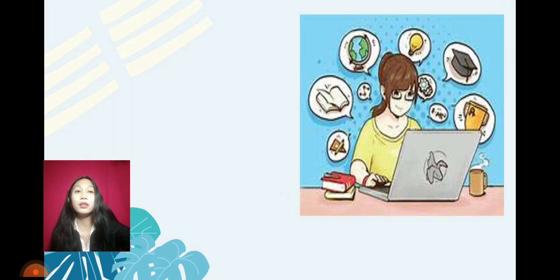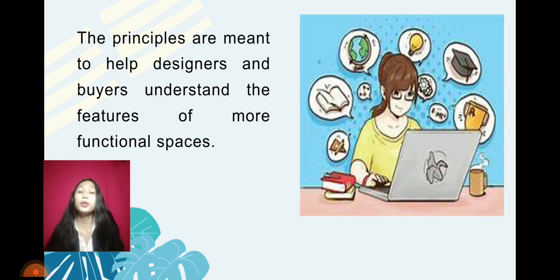The principles are meant to help designers best understand features or more functional space. The principles we talked about help students gain skills, knowledge, and learning, so that they can improve their learning very well.